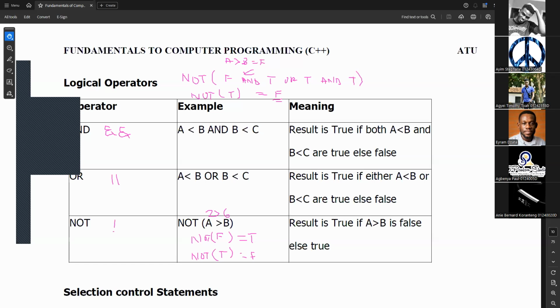All right, Daniel. Okay, sir, please, can you go over the logical operations? Can you go over the not? Due to time, I'll plead with you to watch the video when it's uploaded.